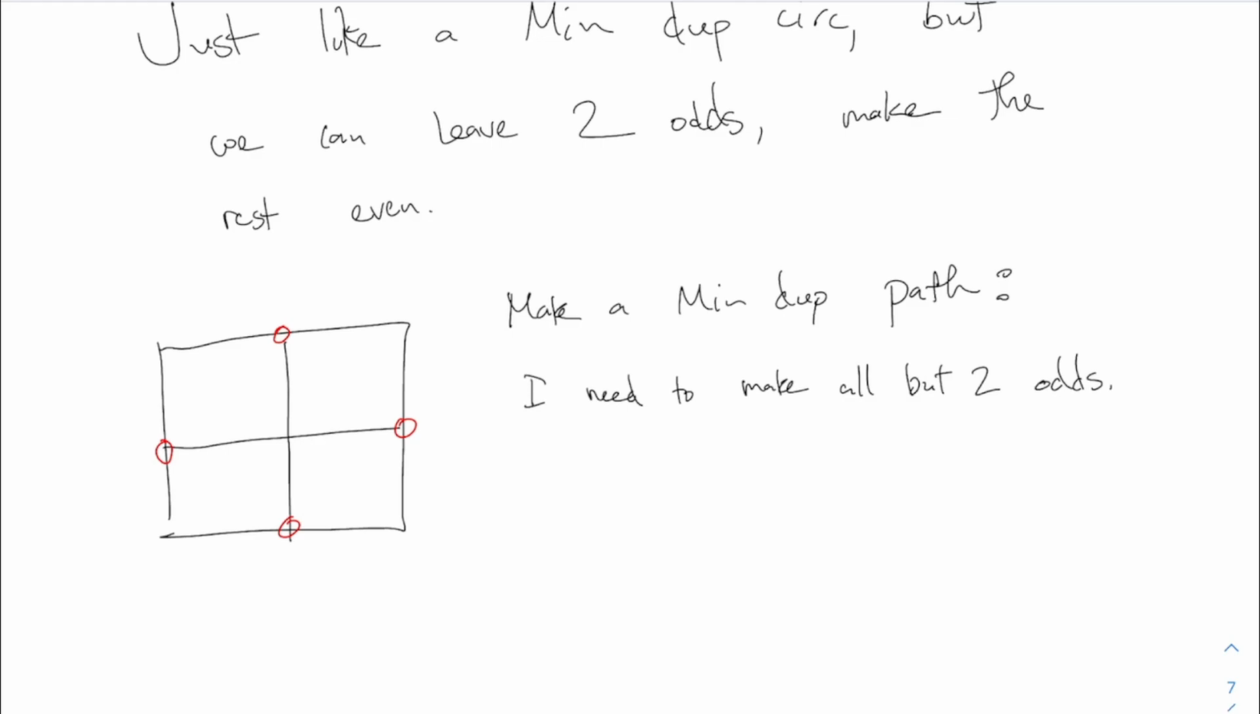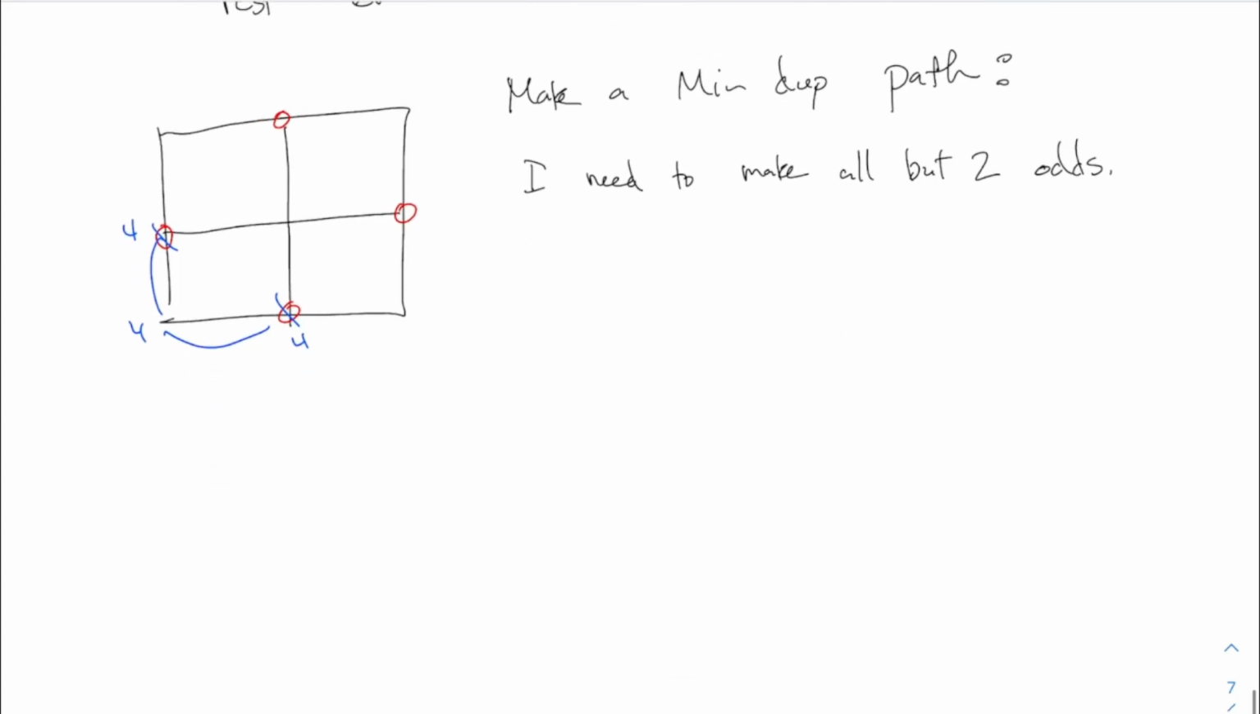And in order to do that, I'll go around the bottom left corner. So I will duplicate here and here, which makes that into a 4, and that into a 4, and this into a 4. All right? But I leave the other 2 as odd, because that's fine when I want to make a path rather than a circuit. All right? So those are my duplications, and then my minimum duplication path. I'll draw it this time.